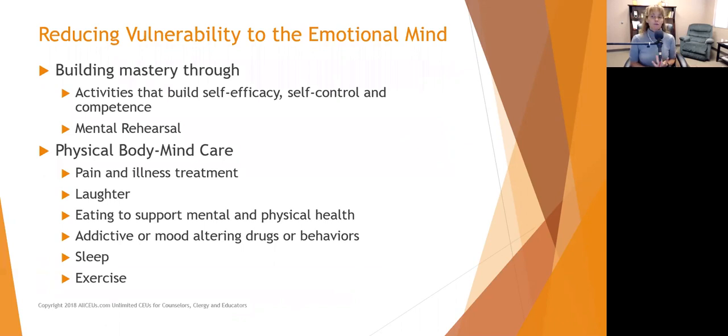Eat to support mental and physical health, not just because it's the best fried thing you've ever seen. Not saying that fried things should be eliminated. I love fried food. But it needs to be moderated.